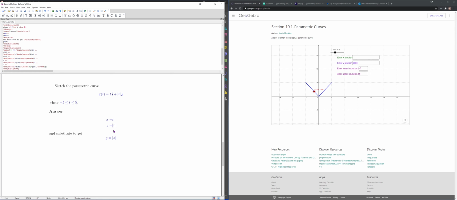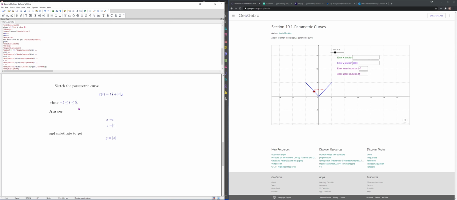If you're not quite clear as to what this is, one way to graph parametric curves is to just eliminate your parameter t. In this case, it's pretty easy because t is actually equal to x. So all you need to do is substitute x for this t over here, and you get y is equal to mod x.